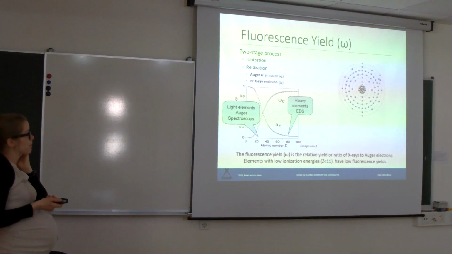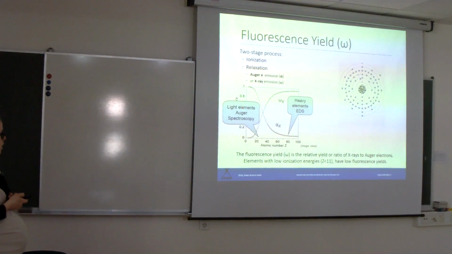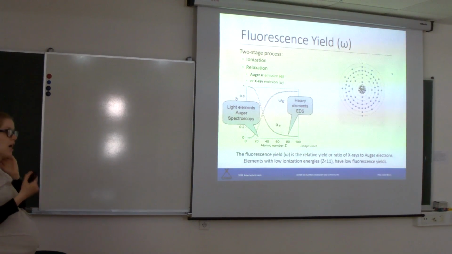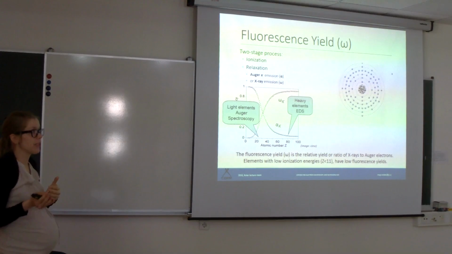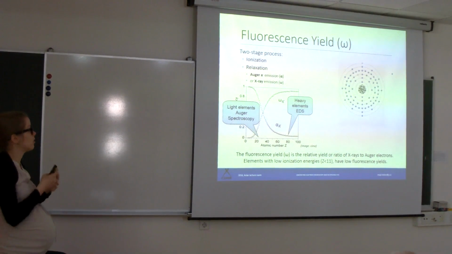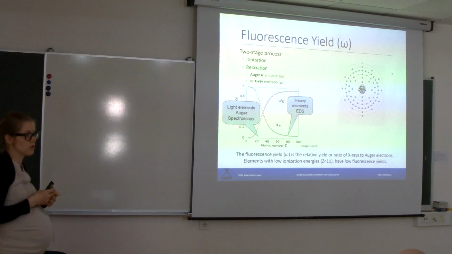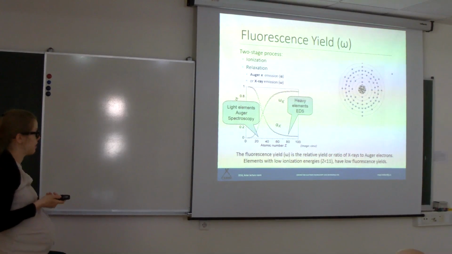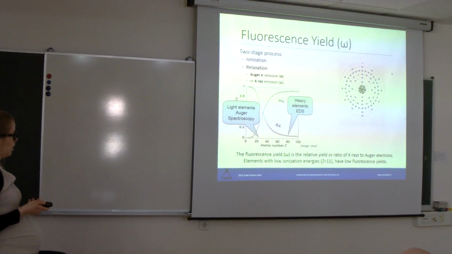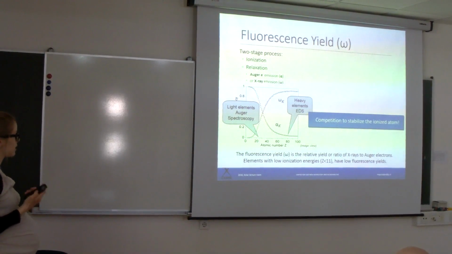What's the problem? Light elements tend to relax more with Auger emission, and heavier elements more with X-ray emission. That's why it's harder to detect light elements, and it's not only the relaxation process but also the absorption factor that influences. So it's a competition.